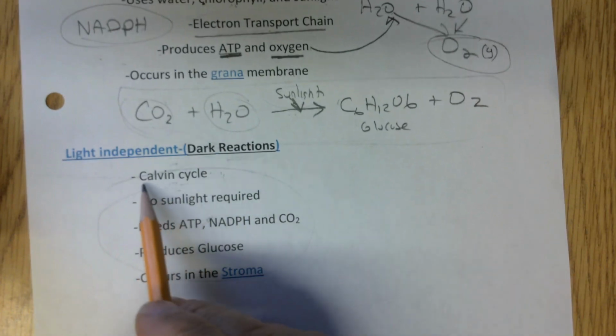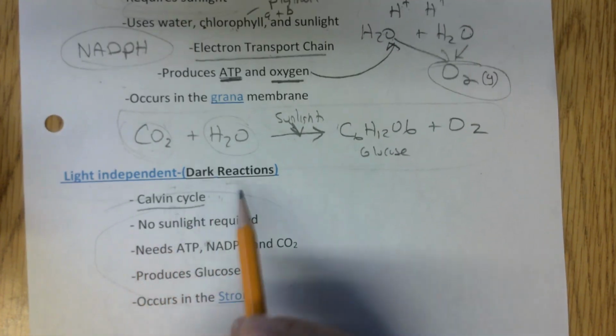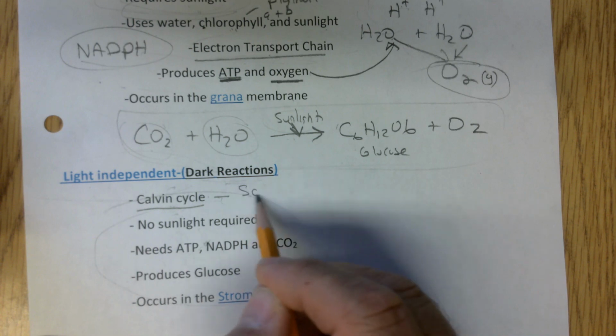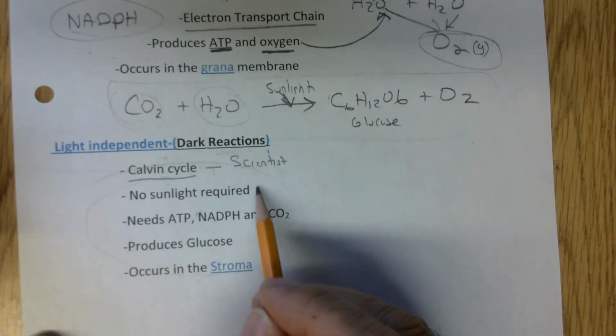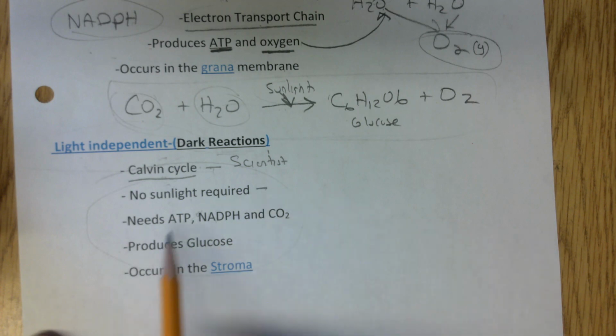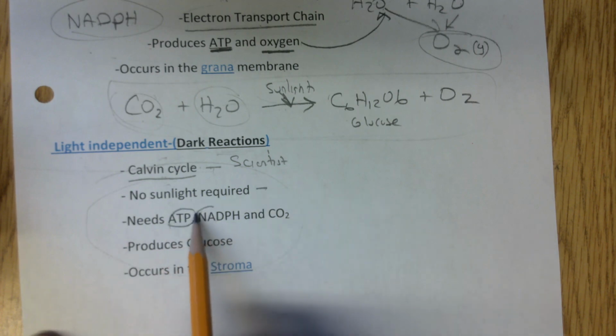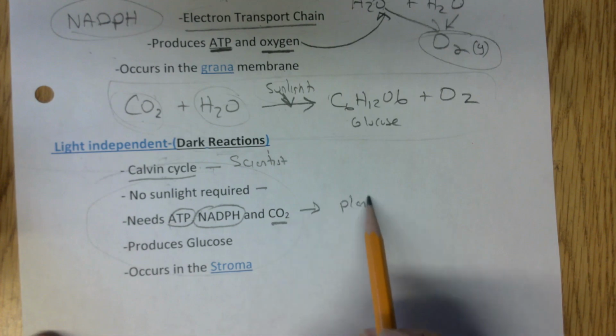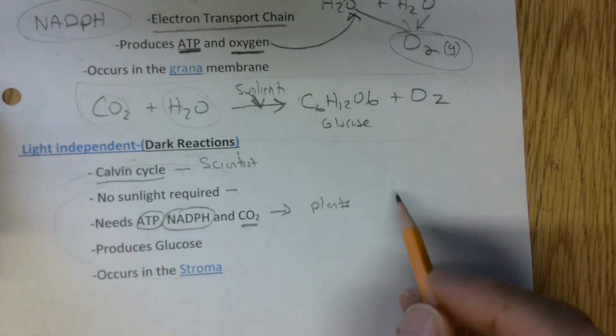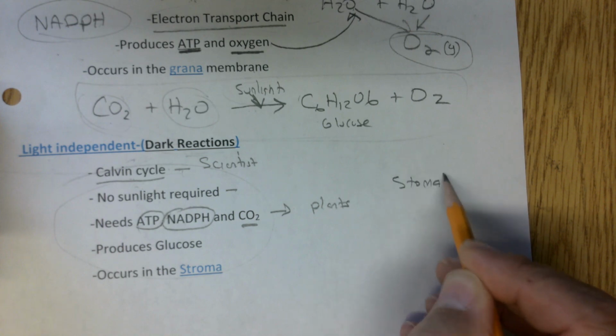Okay. Another name for this is the Calvin cycle. It was a scientist that discovered it. It does not require sunlight, but can occur when there's sunlight. It needs ATP, it needs NADPH, and then it needs CO2. So plants take in CO2. They have a little thing on them called a stomata.